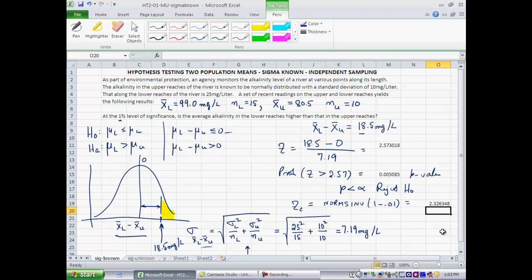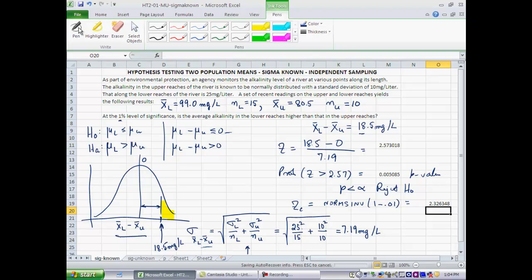Physical interpretation of the 2.32: if I'm willing to accept a 1% chance of making a type 1 error, then any sample statistic that is at least 2.32 standard deviations above the mean, I will consider extreme enough and say that it's highly unlikely to have occurred by chance. And what did I actually find from my sample? The sample statistic, the 18.5 milligrams per liter, is in fact 2.57 standard deviations above the mean. It's above our critical value. So it meets my threshold of how far away it needs to be for me to say it's different enough from zero.